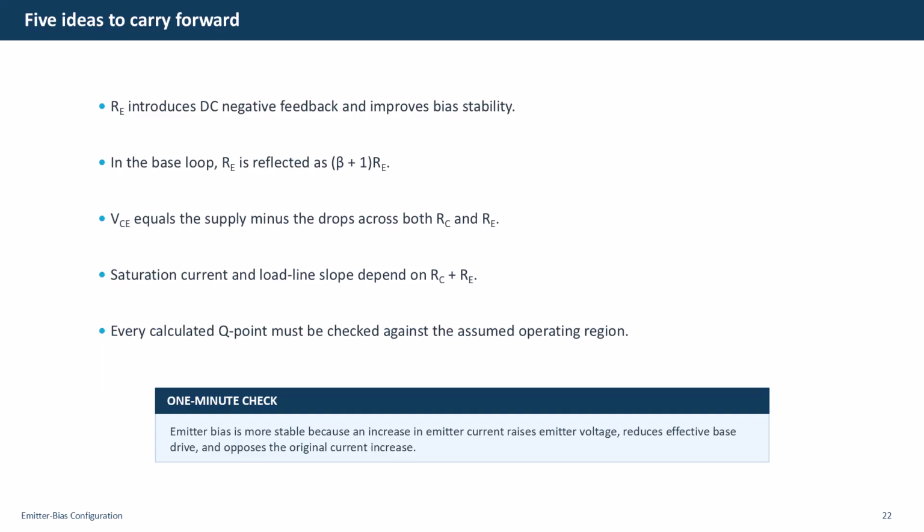On the output side, both the collector and emitter resistors contribute to the voltage drop, saturation current and DC load line slope. A complete analysis proceeds from base current to collector and emitter currents, then to collector emitter voltage and the individual node voltages. Finally, every result must be checked against the assumed operating region. The central sentence is this: increased emitter current raises emitter voltage, reduces effective base drive and opposes the original increase.